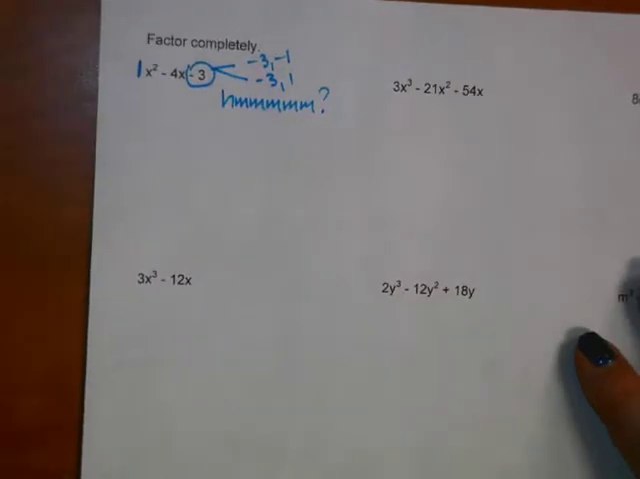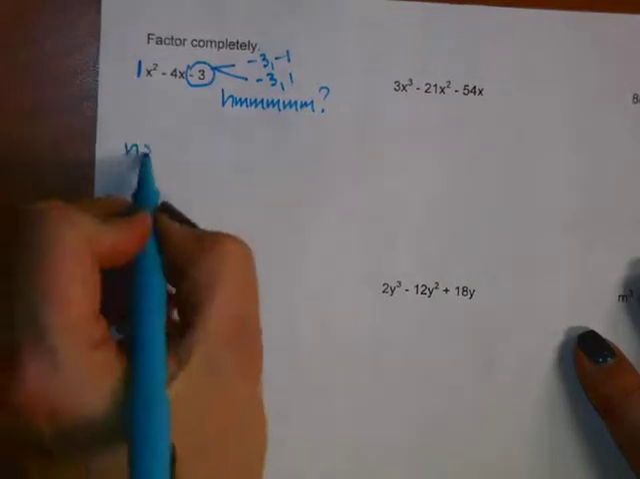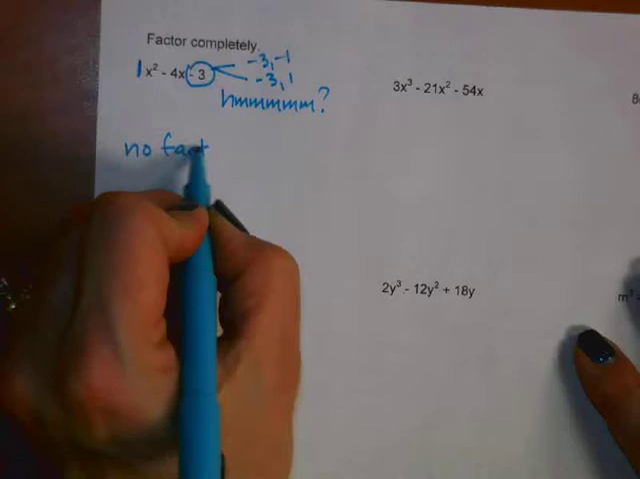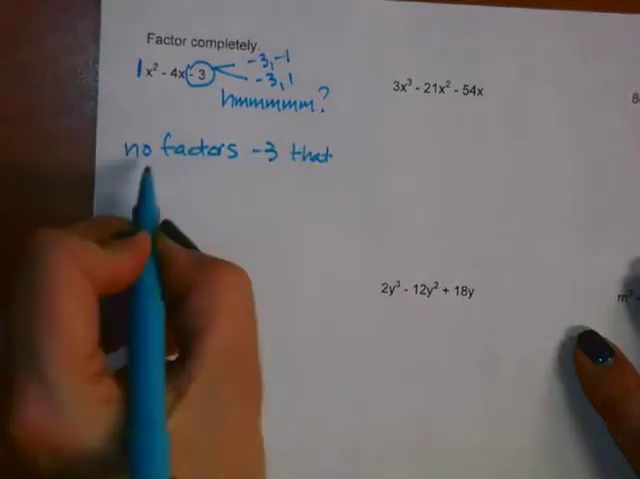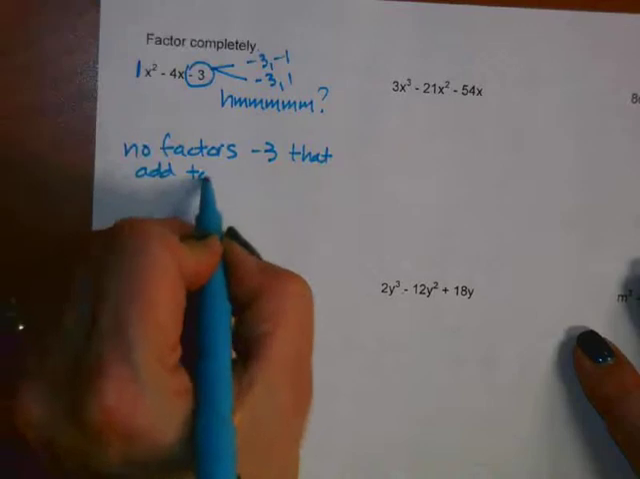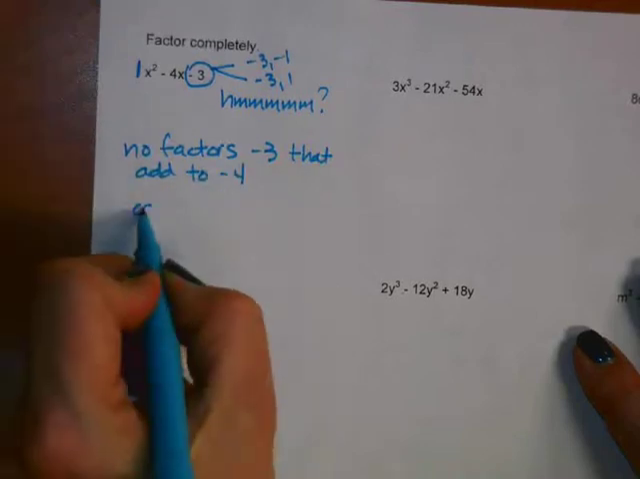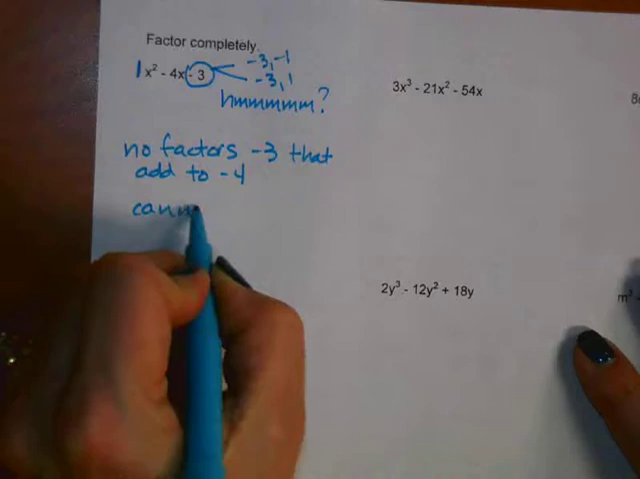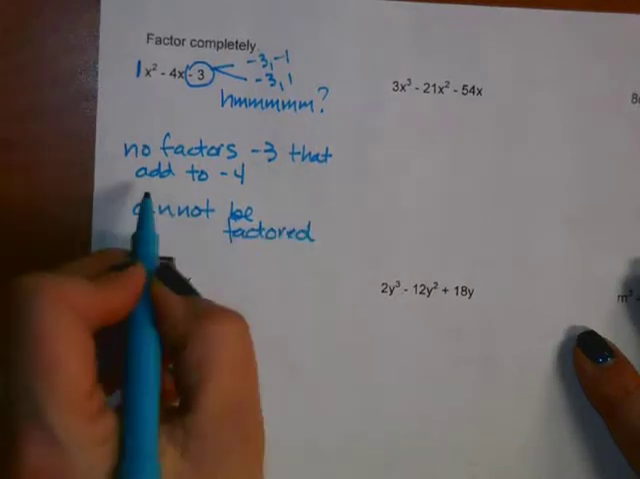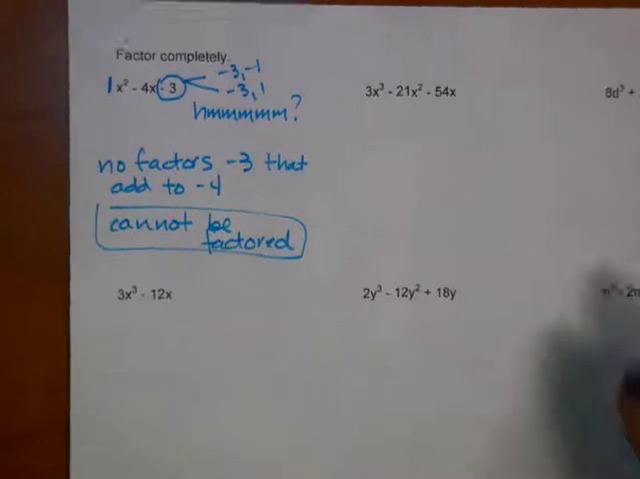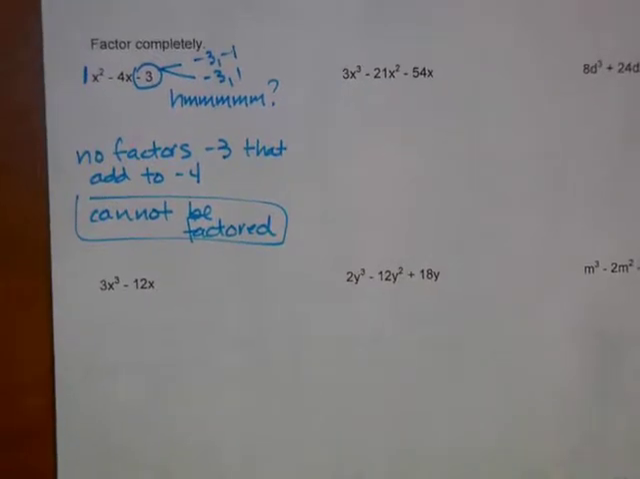Sometimes nothing works. So there are no factors of -3 that add to -4, so it cannot be factored. Can't factor it. Nothing works. If you did a box, it wouldn't work either. Box and diamond? Nope.